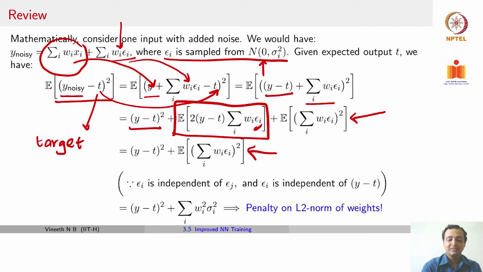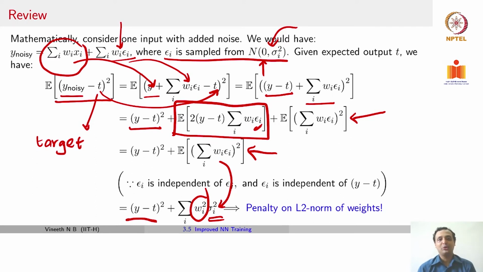Now this third term can be written with the expectation pulled in as summation over i of Wi square sigma i square, because that is the variance of epsilon i. This, as you can see, clearly looks like a penalty on the L2 norm of the weights, where the coefficient of the penalty is given by sigma i whole square. Rather, when we added noise to the input, your expected mean square error, the new loss function, is going to look like your old loss function plus an L2 weight decay.